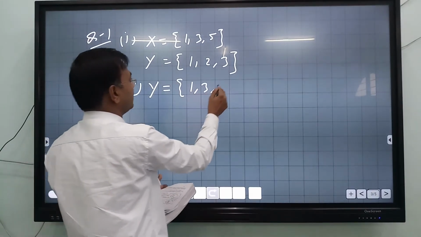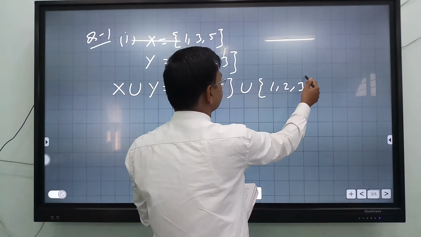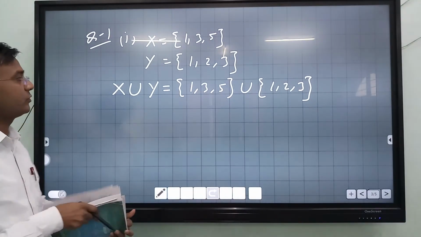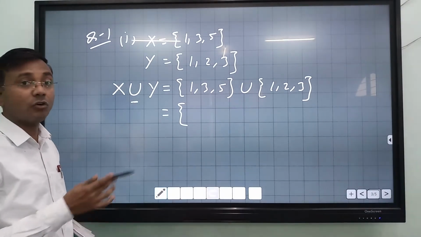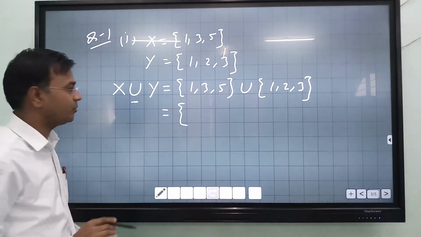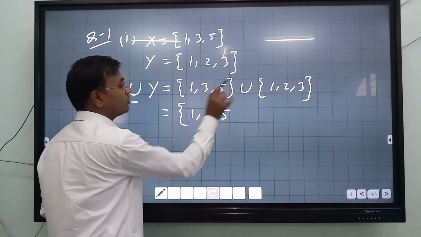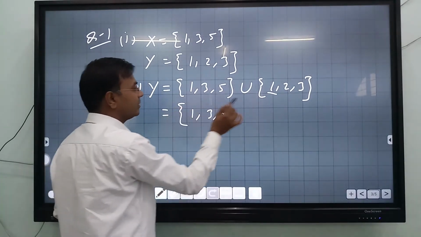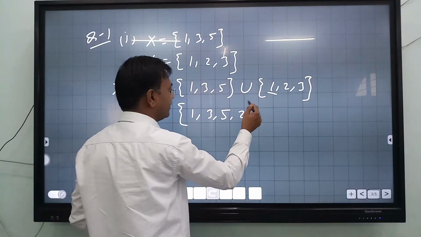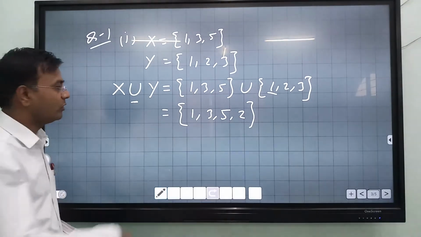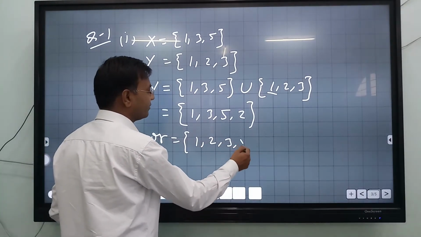So write the elements 1, 3, 5 and 1, 2, 3. In union, what do we write? We write all the elements, but make sure no element is repeated. So write 1, write 3, write 5. Now check: 1 is already written. 2 is not there, so write 2. 3 is already written. So 1, 3, 5, 2, or you can write this set as 1, 2, 3, 5.